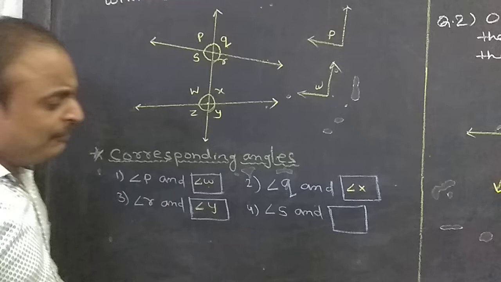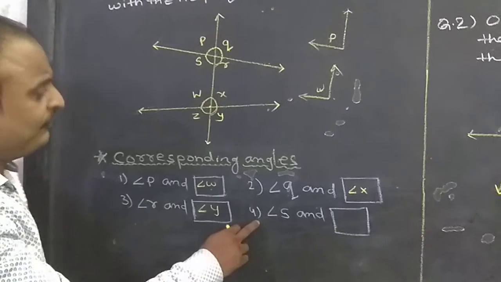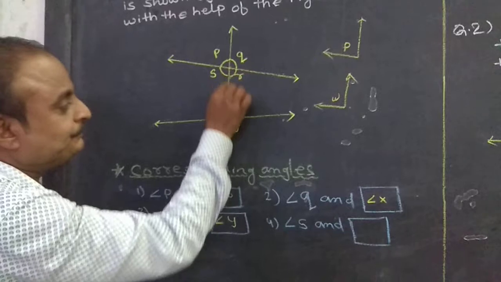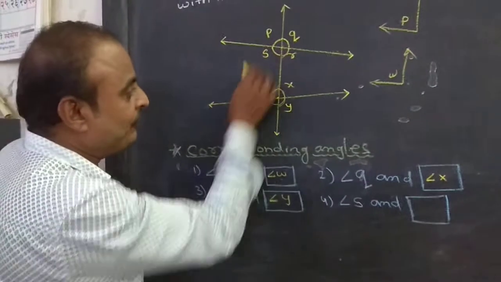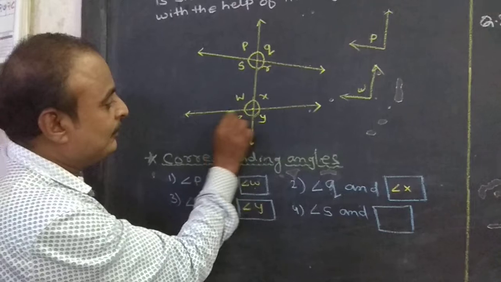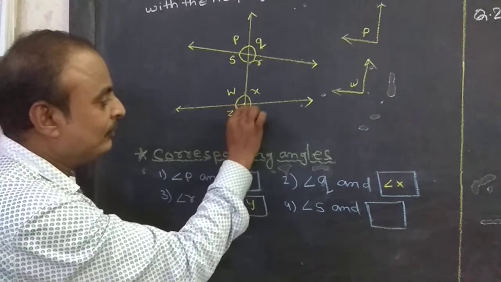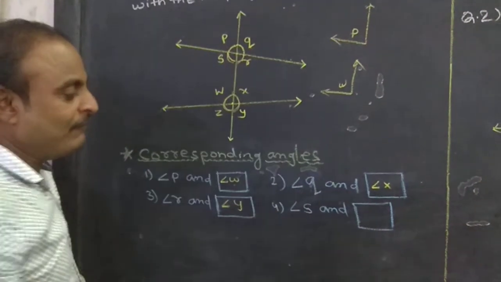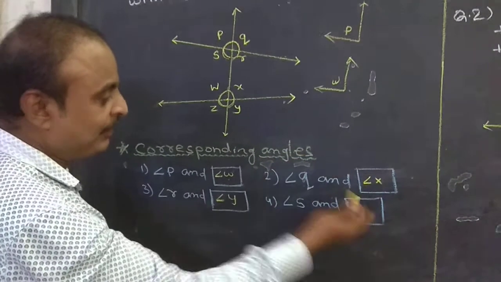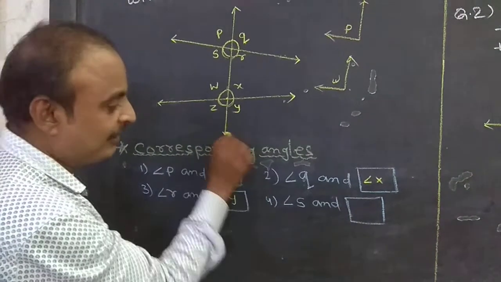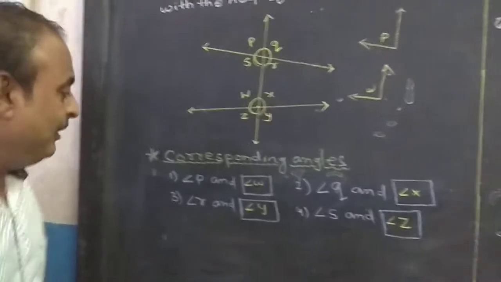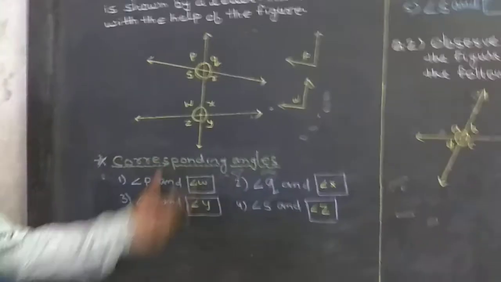You can see your question number 4 is angle S. Now your angle S is here. In the same position, see on the other second parallel line, this one. Okay. So this and this will be a pair of corresponding angles here. So here angle S is there. Now what is the remaining angle here? Angle Z. So write down here angle Z. So here we have completed the pairs of corresponding angles.